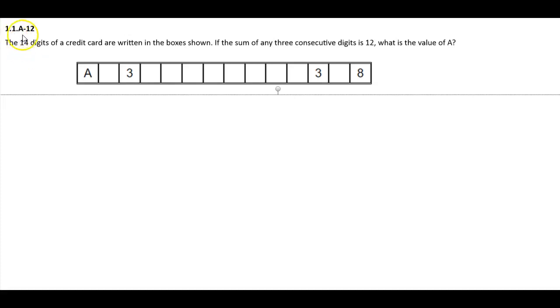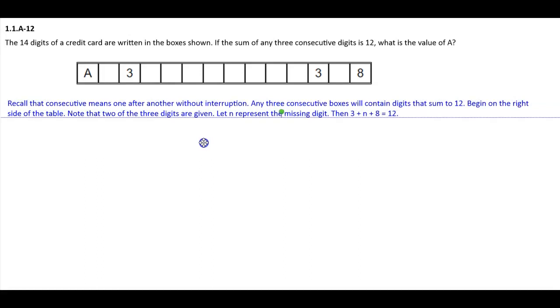Section 1.1A-12. The 14 digits of a credit card are written in the box as shown. If the sum of any three consecutive digits is 12, what is the value of A? Well, recall that consecutive means one after another without interruption. Any three consecutive boxes will contain digits that sum to 12.